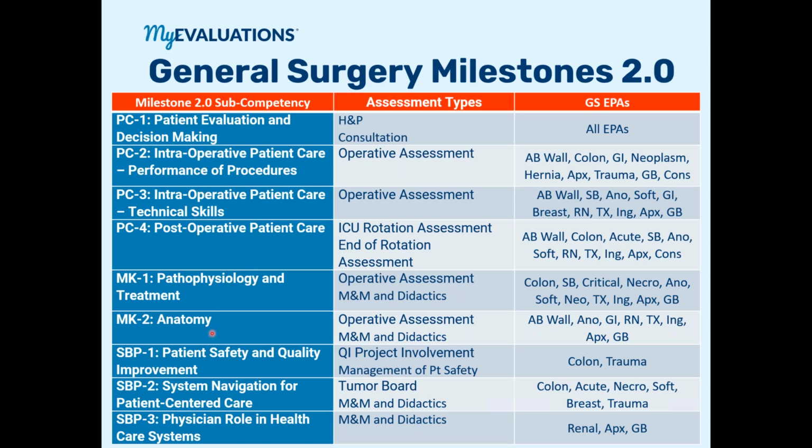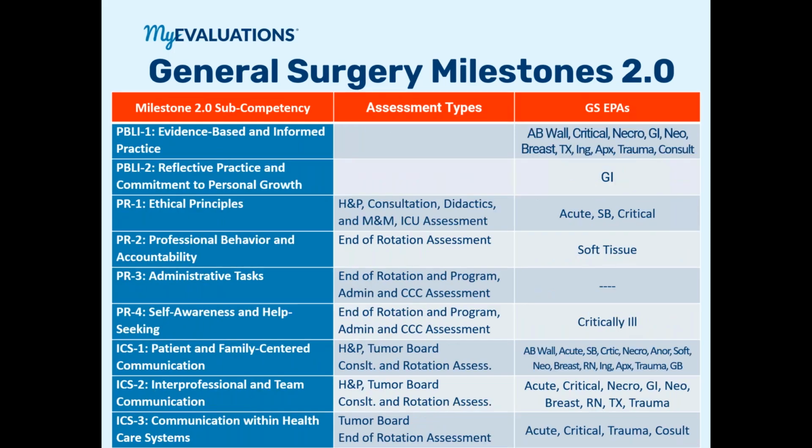So I'm not going to review each individual item. This table is just to illustrate that relationship for you between how the sub-competencies have been tied to the EPAs based on what rationale in the middle column, the assessment types. And this carries on down to practice-based learning, professionalism, and the interpersonal communication skills. So you can see in some cases, like PBL2, reflective practice and commitment to personal growth, only the GI EPA was considered to be related.